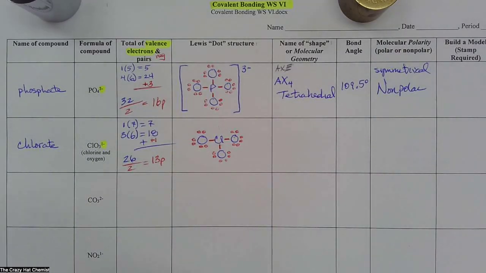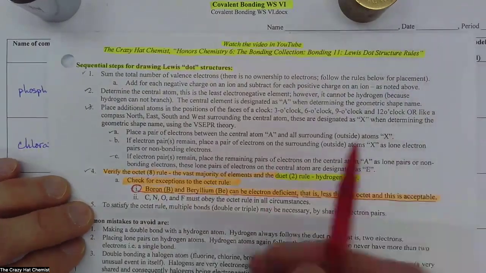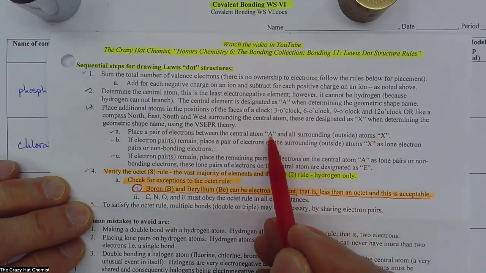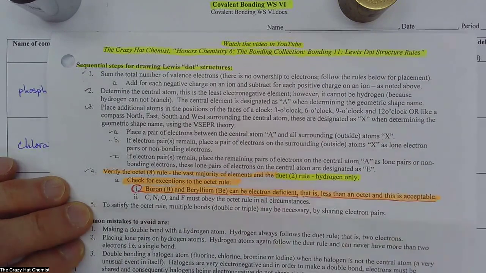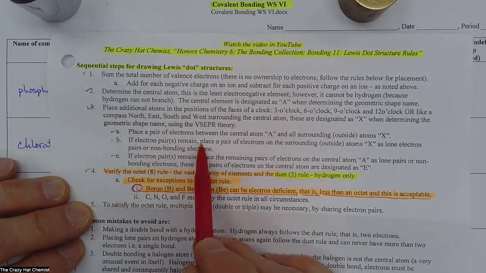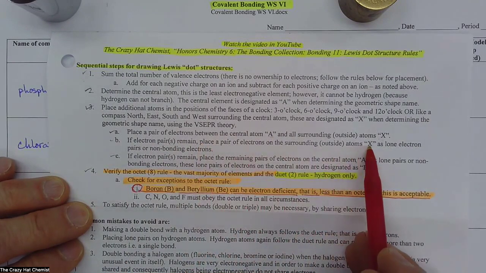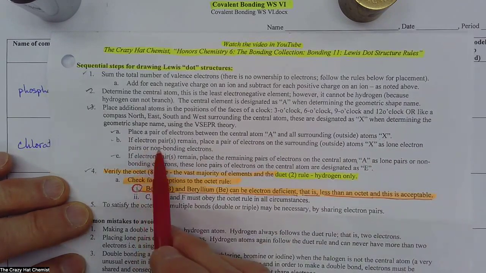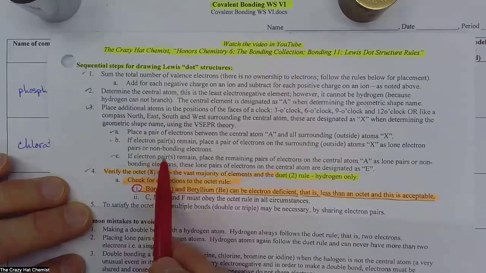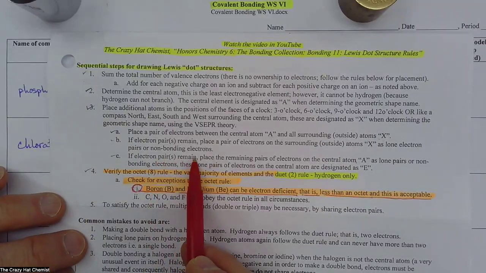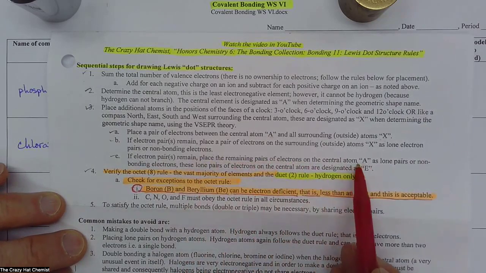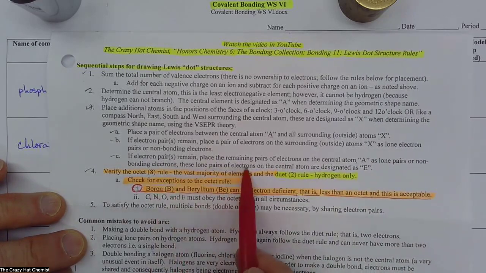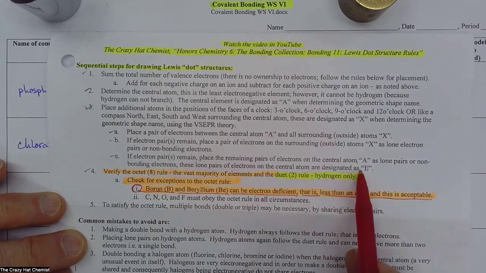Now, to verify this, I am placing the electrons according to the rules, right? I've placed a pair of electrons between the central atom A and the surrounding atoms X. The A is the chlorine in this case, the X are the oxygens in this case. If electron pairs remain, which they did, place a pair of electrons on the surrounding outside atoms X. Those are the oxygens, as lone pairs or non-bonding electrons. Now, if electron pairs remain, which in this particular case, there's one pair that remains, place the remaining pairs of electrons on the central atom A, which is the chlorine in this case, as lone pairs or non-bonding electrons. These lone pairs of electrons on the central atom are designated as E.